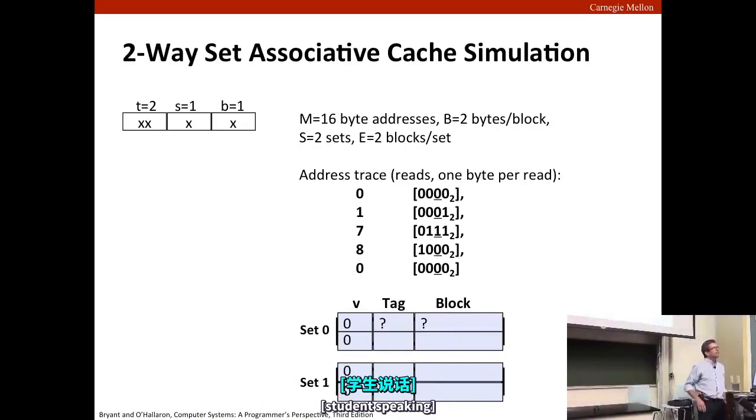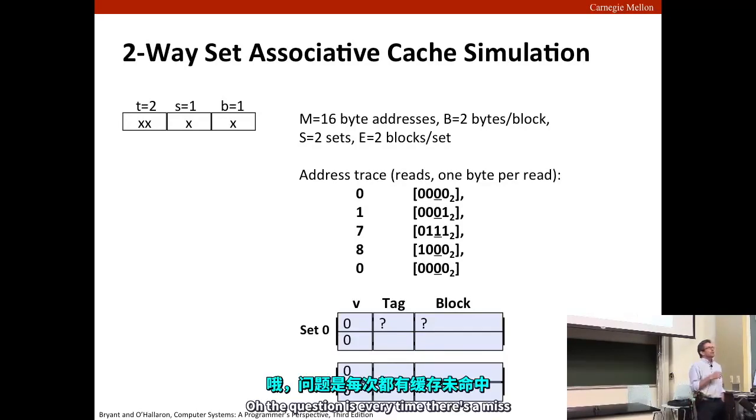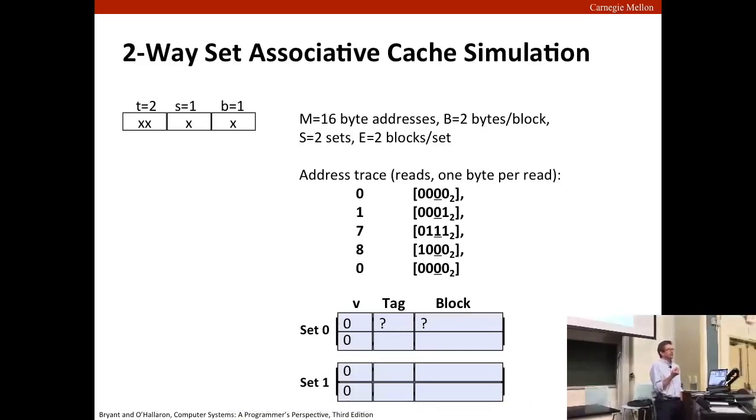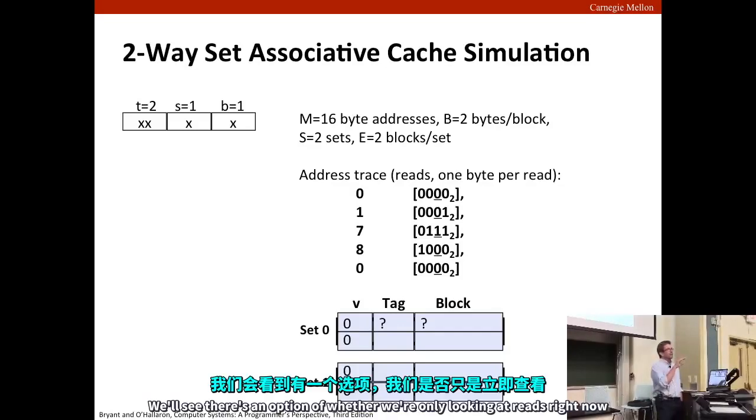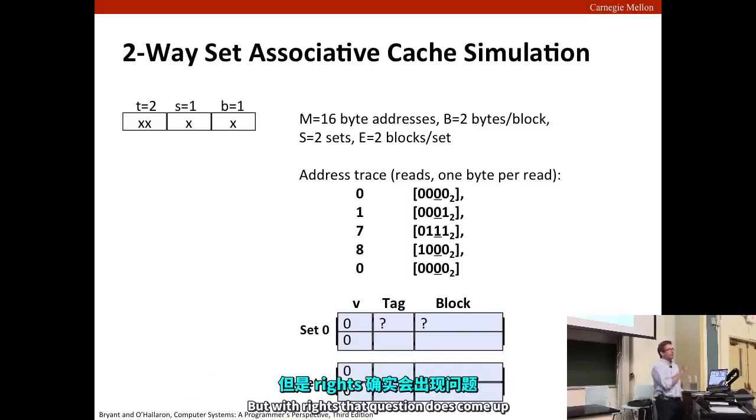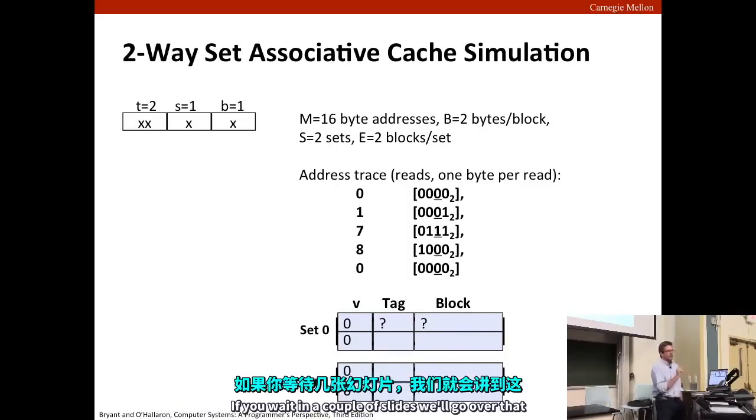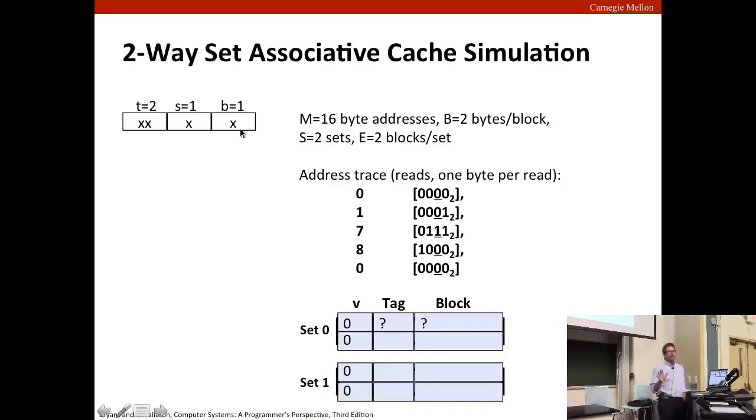Yes. Every time there's a miss, do you always have to overwrite a line, or can you directly read from memory? The question is, every time there's a miss, do you have to select a victim line and overwrite it? Yeah, I don't know of any caches that don't do that. Now, we'll see when we look at writes. We're only looking at reads right now, but with writes that question does come up. If you wait a couple of slides, we'll go over that. Any other questions?